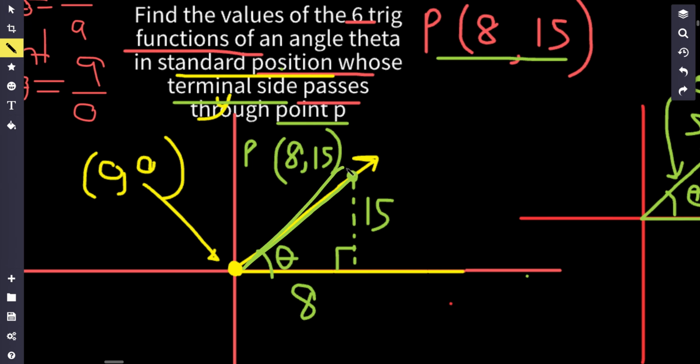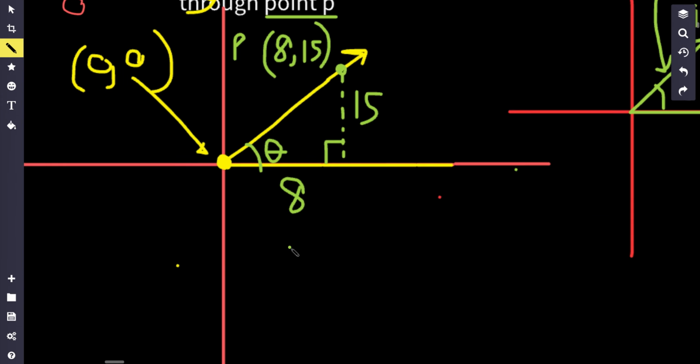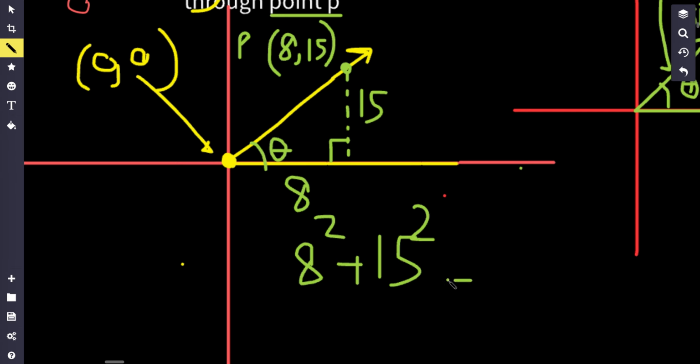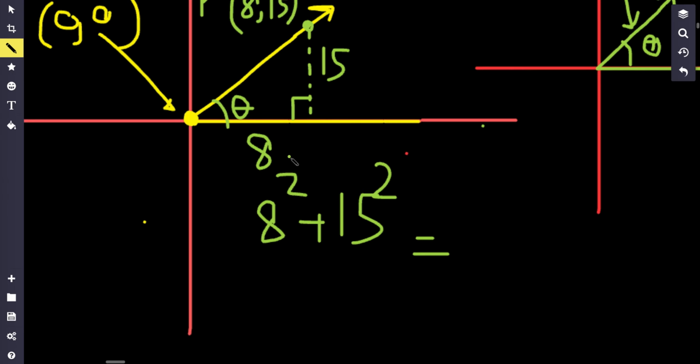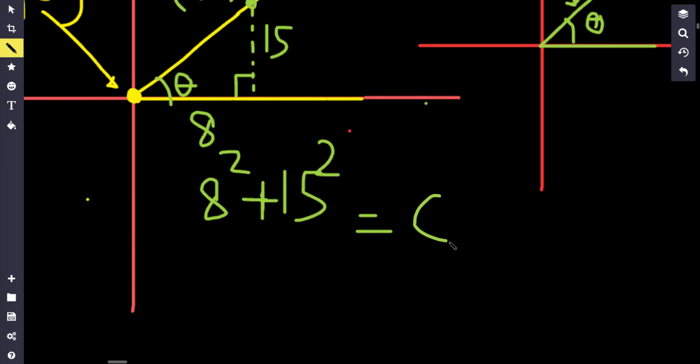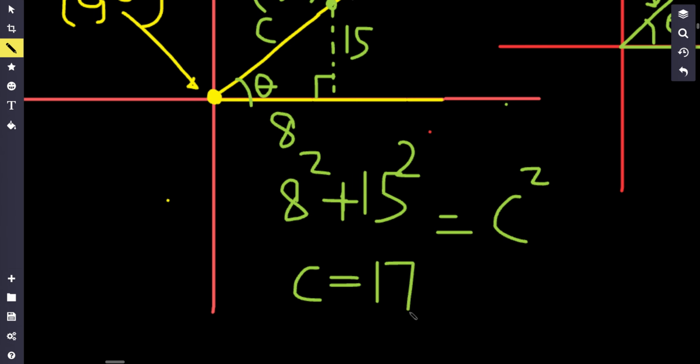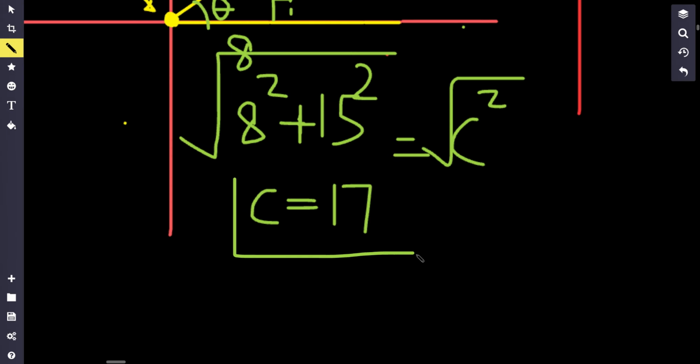Now, if we know two sides of a triangle, we know the hypotenuse, because of the Pythagorean theorem: a squared plus b squared is equal to c squared. So we're going to add up the squares of these two numbers. We square 8 first, then square 15, and add these two things up. This has to equal c squared, which is our hypotenuse. All you have to do is take the square root of both sides. So then you get c is equal to 17.